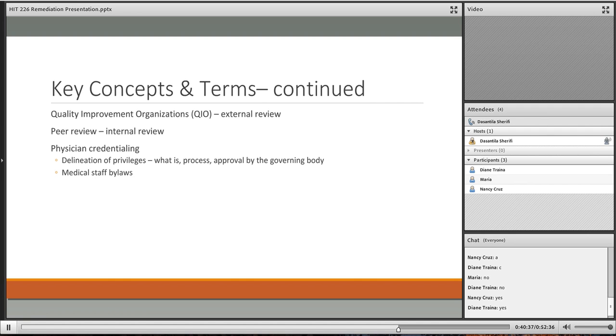Something else that goes into this is physician credentialing. This is the process of delineating the privileges for physicians. It goes through the governing body for approval, and as a result, a physician is either allowed to admit patients or consult patients or do surgeries, certain types of surgeries or all kinds of surgeries. So that's what this means. And it is managed by the medical staff bylaws, but HIM can play a role in providing data and researching information that they need.